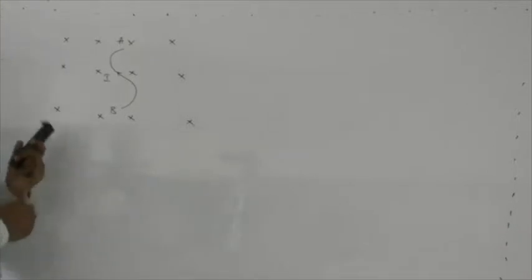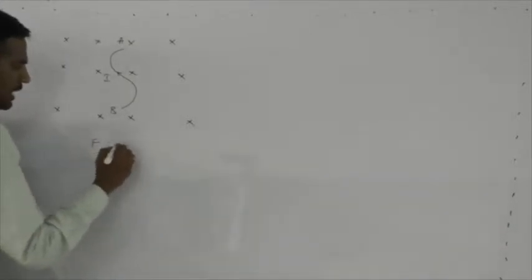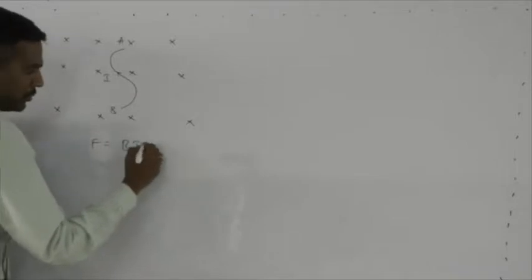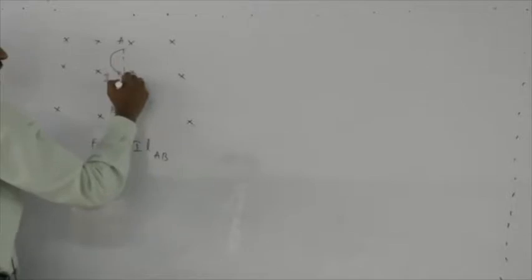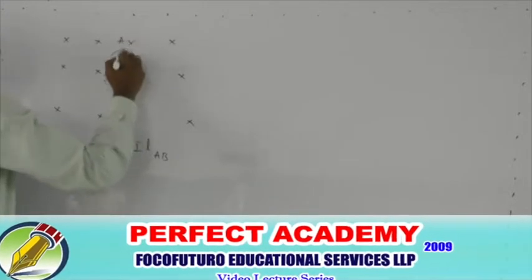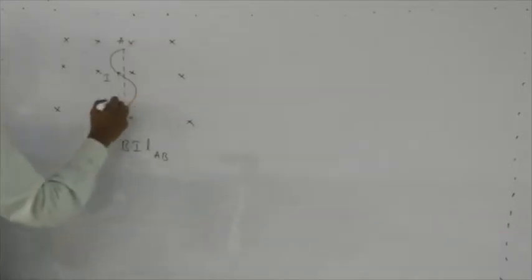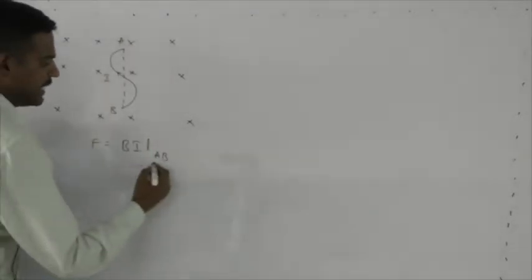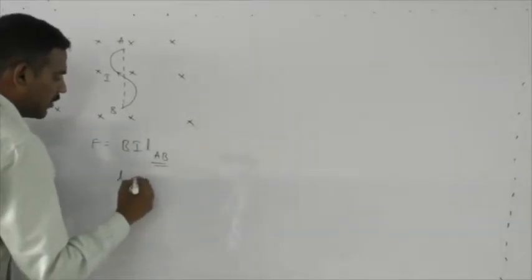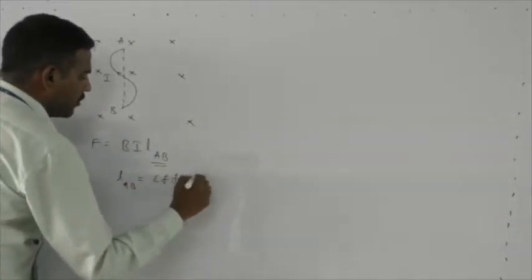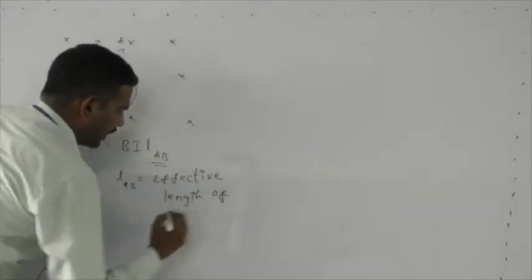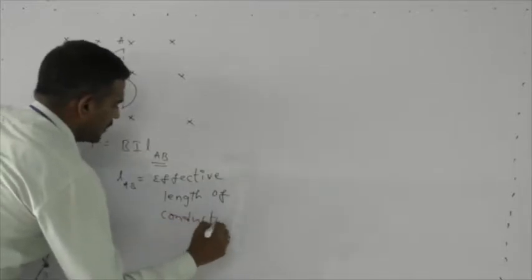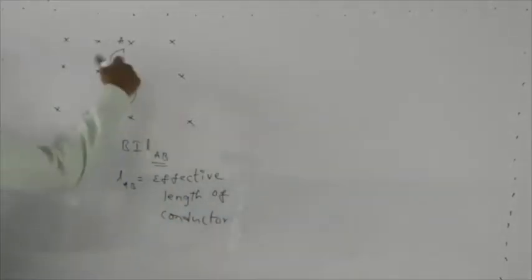Then what is the force acting on it? The force acting on it is BI into the length of AB. That means if I join a straight line from the initial point to the final point, I get one straight line. That length is L AB, and this L AB is called the effective length of the conductor. Let us see one example so that you understand this better.